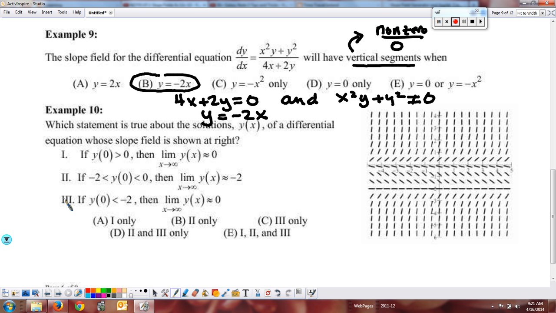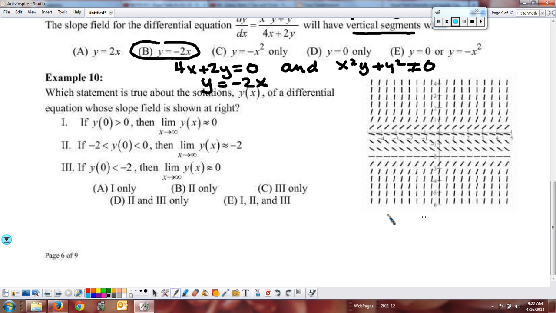All right. So if they'd asked me where I would have horizontal line segments, I would need to solve and figure out where the top is equal to 0 and the bottom is non-zero. So that's all just practicing your knowing what your slopes are doing.